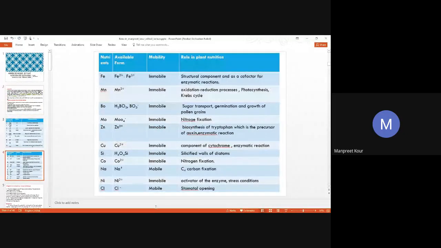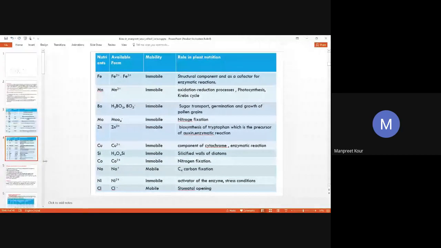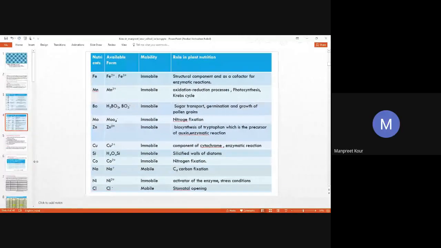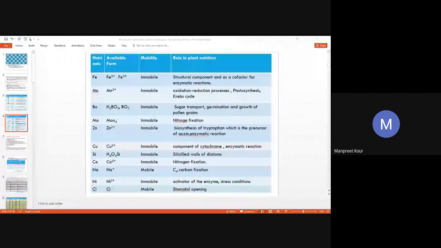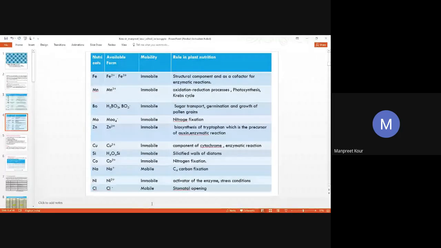And yes, this one. Okay, if you see this table, you will see that nitrogen, phosphorus, and potassium are highly mobile. If they are highly mobile in the plant, then their deficiencies are seen in the lower leaves. Whereas, if we talk about the micronutrients, they are immobile.